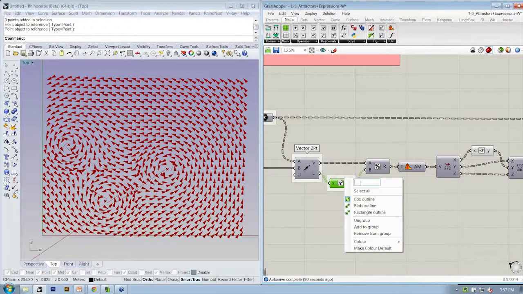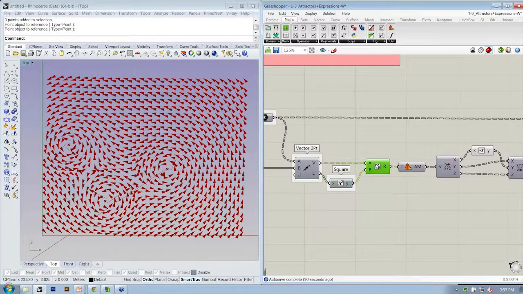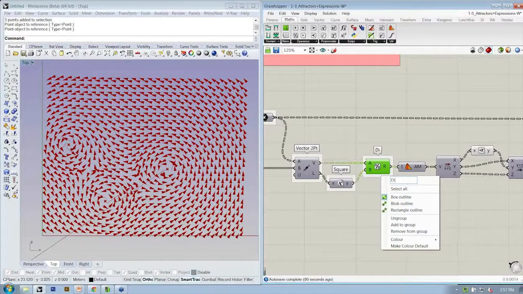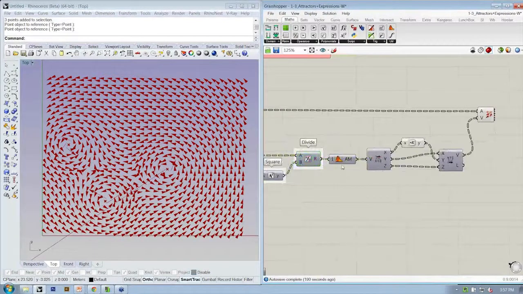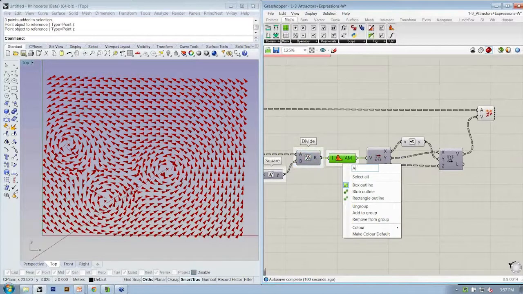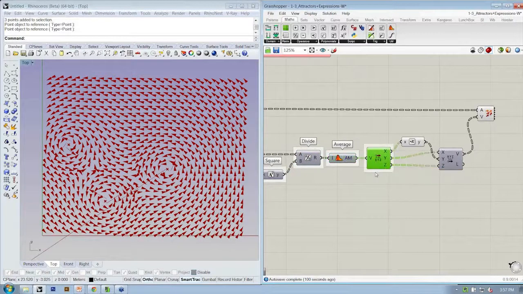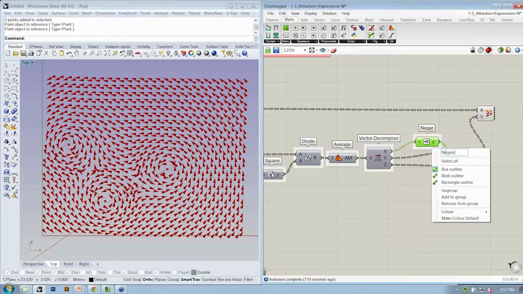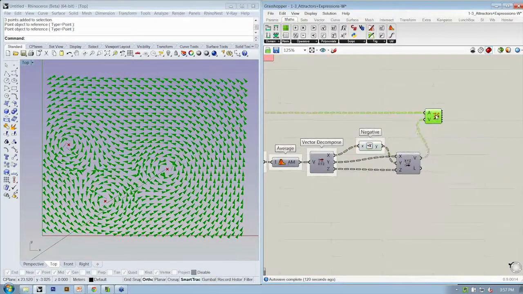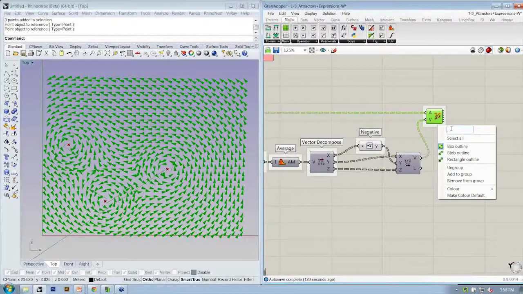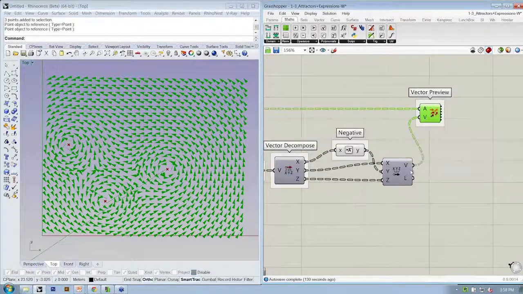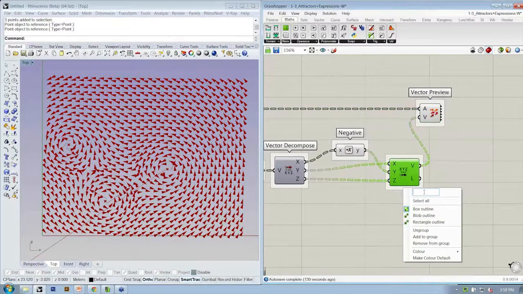It's my vector 2 point. This is a square. Divide. Average. Vector decompose. This is negative. Vector preview. This is vector XYZ.